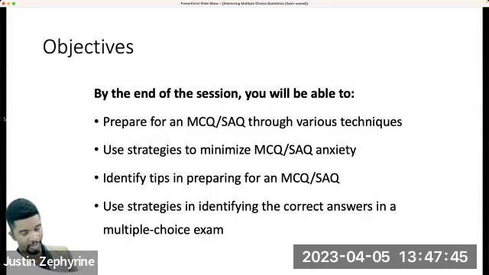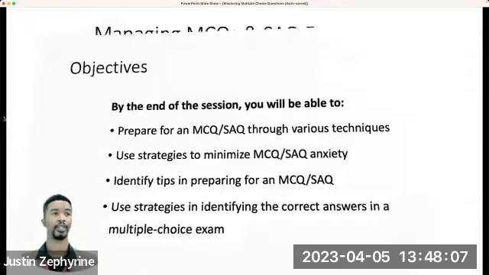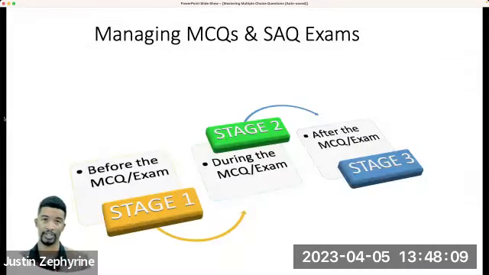We're also going to be able to identify tips in preparing for your exams and use strategies in identifying the correct answer, being able to eliminate, well, navigate and find your way to the correct answer in your multiple choice exams or true or false exams, and even managing short answer questions as well.